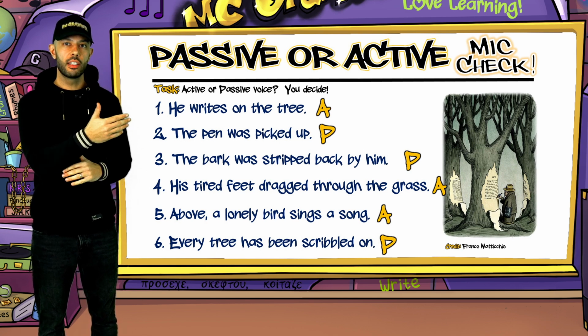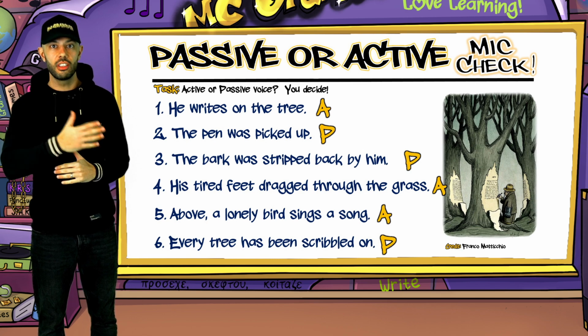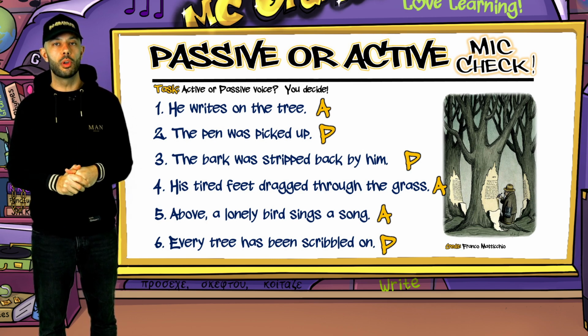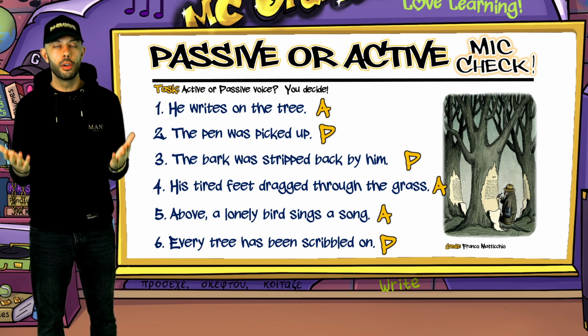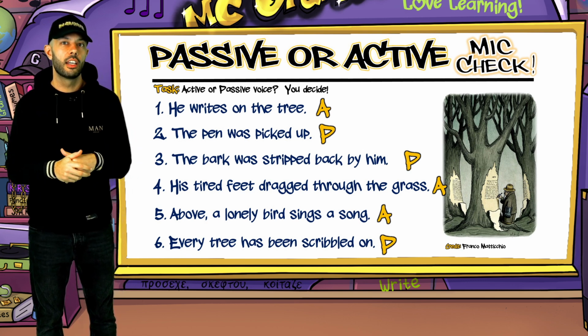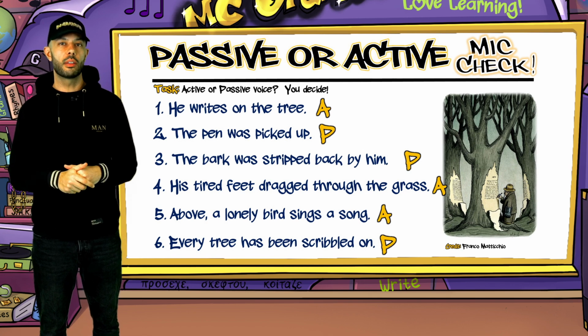So the bird is singing the song, performing the action, the subject, therefore it's active. And the last one, every tree has been scribbled on. Again, we don't know by who. It could be some form of crime here, vandalism maybe. We don't know who did it, therefore it's a passive sentence.